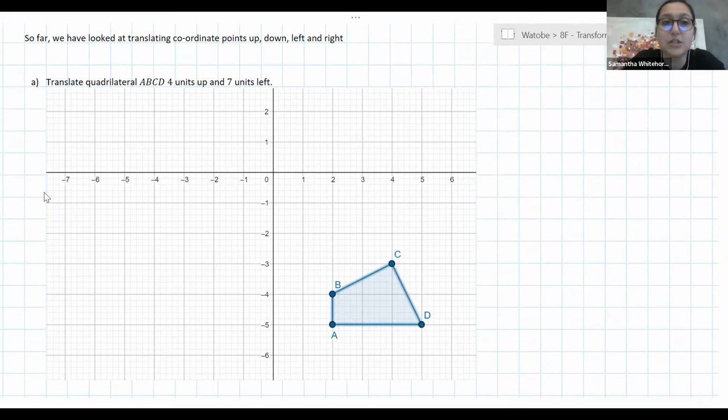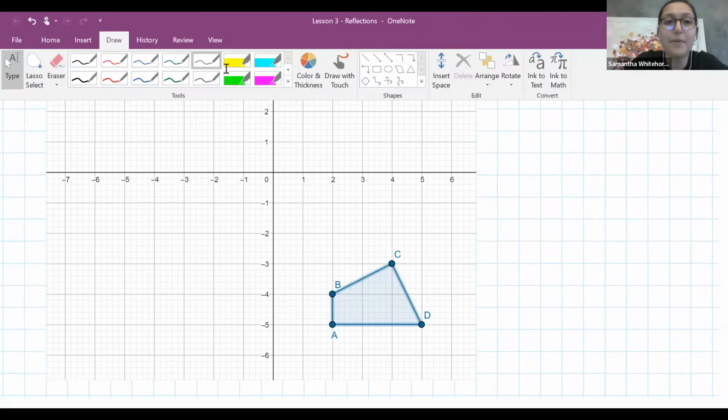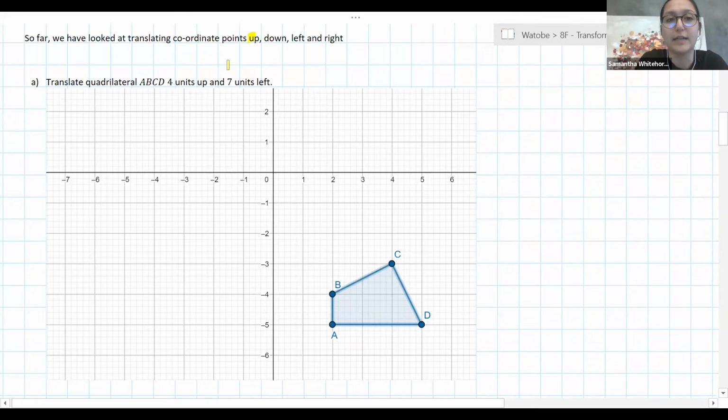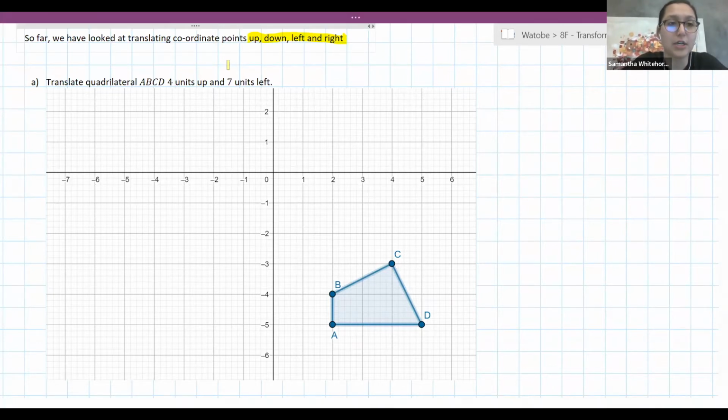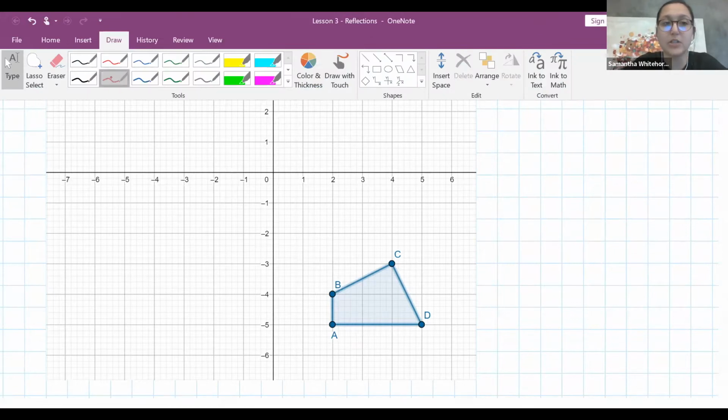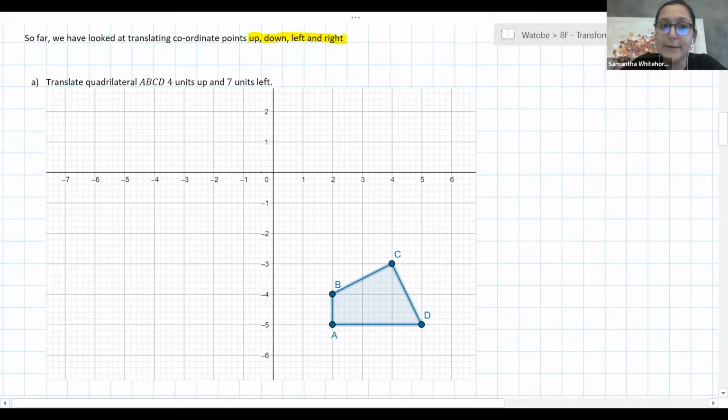Now, translations is when we move coordinates or where we move points up, down, left, and right. So that's what I've said over here. So if we are basically sliding a shape somewhere to a new position on my Cartesian plane, that is a translation. So if we have a look at this example here, I've given the instruction that we need to take this quadrilateral ABCD and we need to translate it 4 units up and 7 units left.